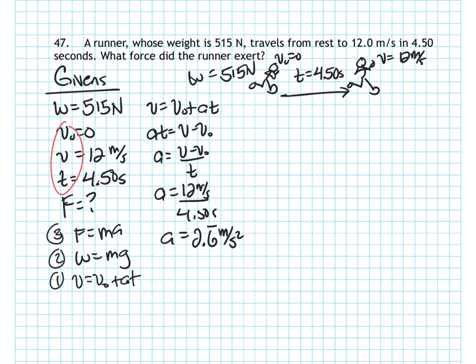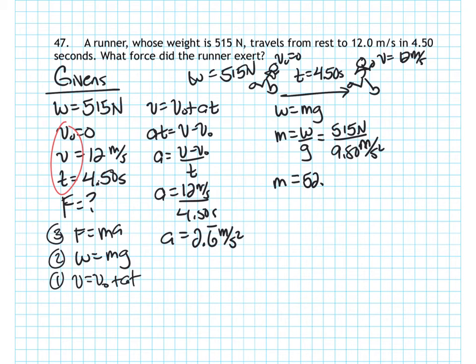Great. Now I've got to find the mass using W equals mg. So W equals mg, and m is equal to W over g. That's going to equal his weight, 515 newtons, divided by the value for g on the Earth, 9.80 meters per second squared. So in this case, my mass is going to come out to be 52.55102041 kilograms.